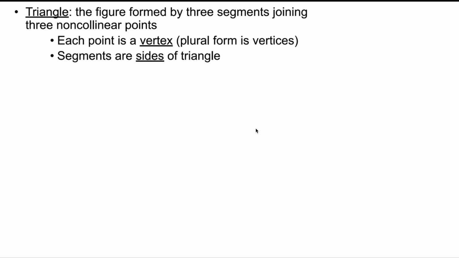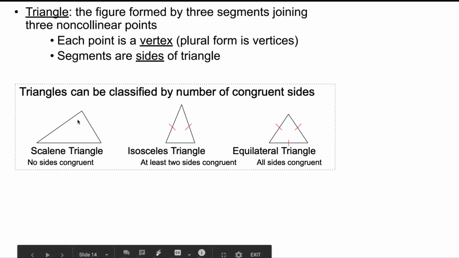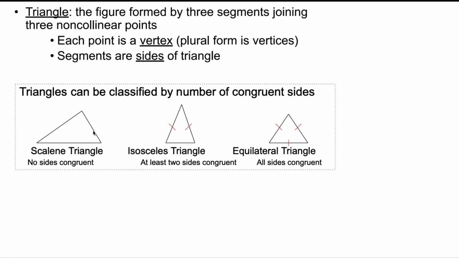A triangle is the figure formed by 3 segments joining 3 non-collinear points. Why non-collinear points? If you have collinear points, all 3 points are on a line, you cannot form a triangle, right? And each of the 3 points is a vertex. And the plural is, of course, the vertices. Segments are the sides of the triangle, or edges of the triangle. Okay, so triangles can be classified by the number of congruent sides. This is the first classification using the sides, the edges. And we're going to classify differently using the angles too.